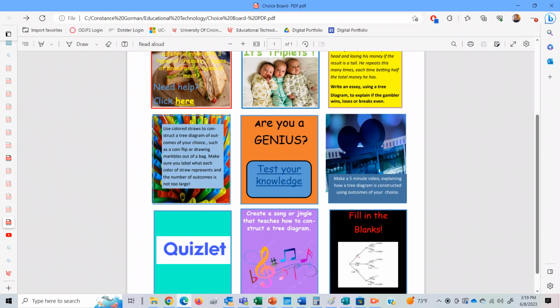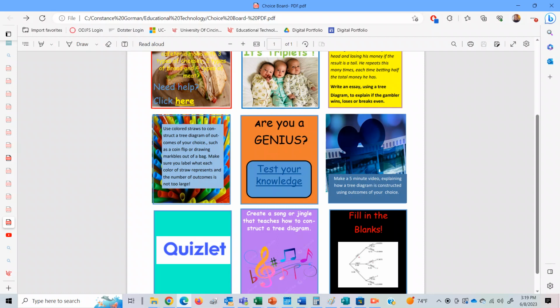Okay, the fourth one is the one I call the straw one, and that's for the learners that need some sort of tactile movement, some sort of movement or creative, to understand the material. So in this choice, I asked the students to use straws of different colors to create the tree diagrams. That way they would have something physical to work with as opposed to just drawing a picture.